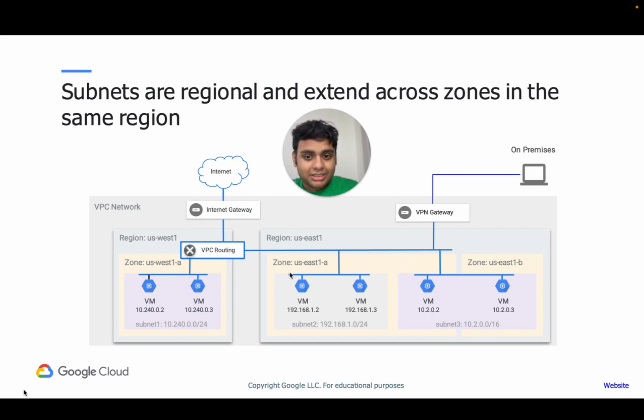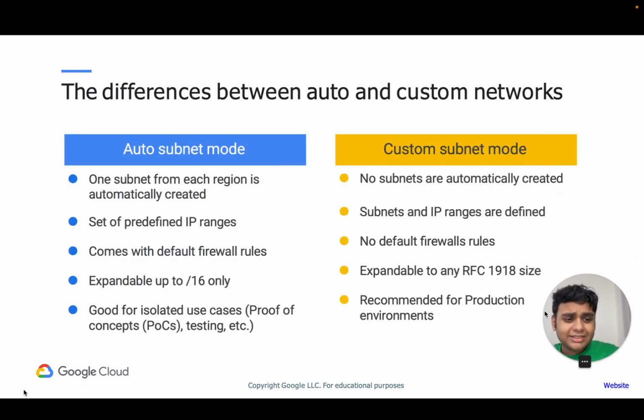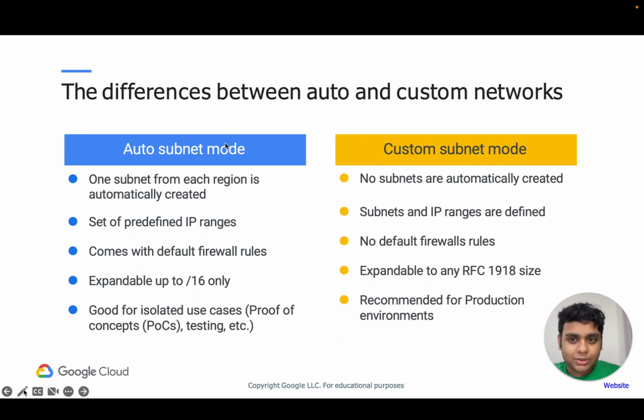So think about it like this, right? This subnet is like spreading across zones in the same region. So what is the difference between auto and custom networks? Well, there are two types of subnet networks. One is auto and one is custom. Well, the auto is actually managed by Google.